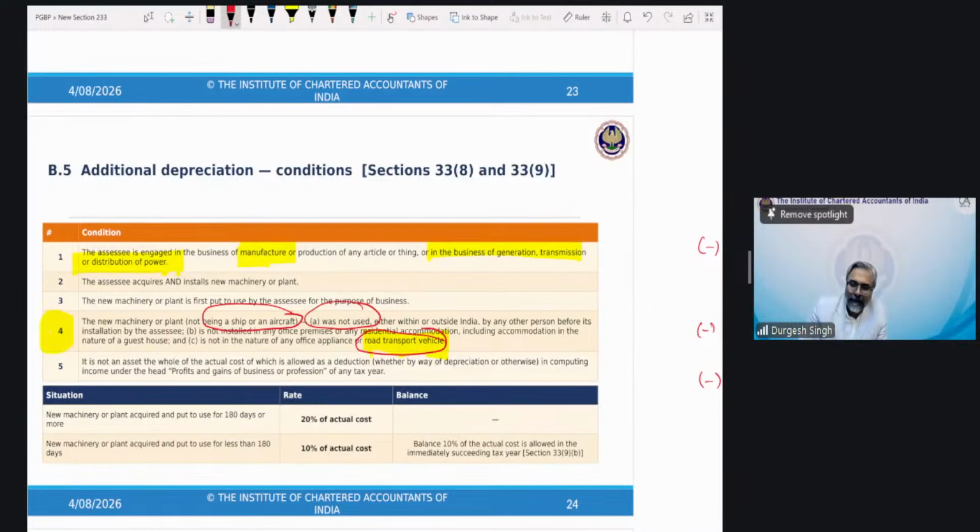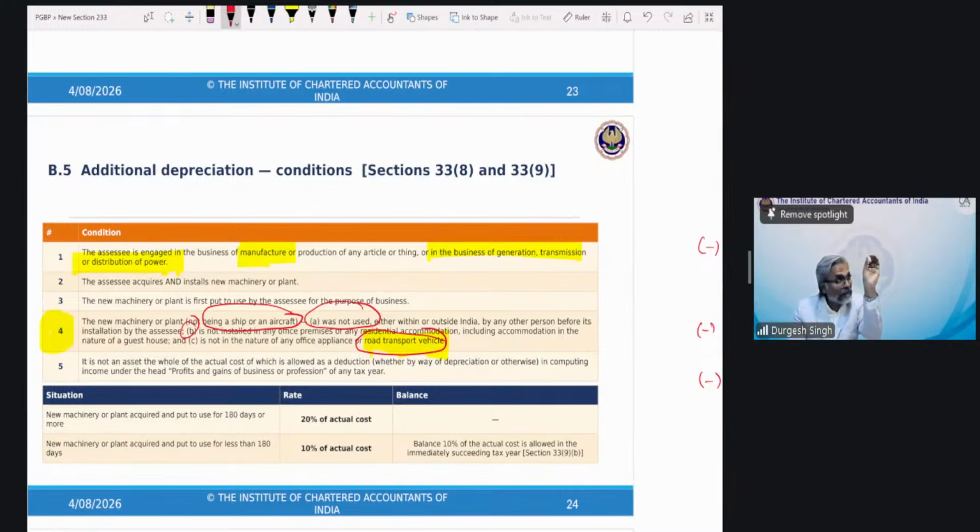Point number A. Point number B, any asset, if it is installed, the location. Point number B is targeting the location where it is installed. So any other plant other than the excluded category, any other plant, if they are installed in the office or guest house, then even that particular plant, because it is installed in the office or the guest house, it again would be excluded, will not be eligible for additional depreciation.